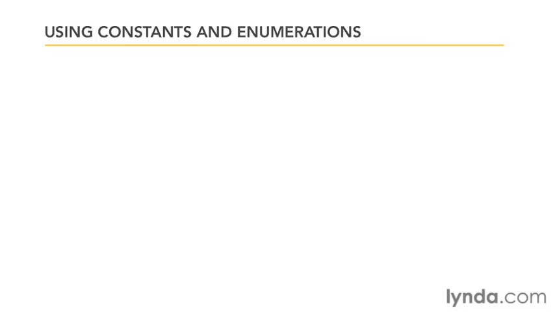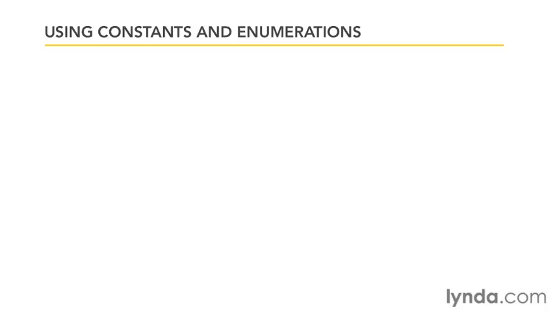In this example, we're going to look at using constants and enumerations. Constants and enumerations are basically C# programming constructs that make your code easier to understand and easier to maintain. So let's take a look at what we mean by that.